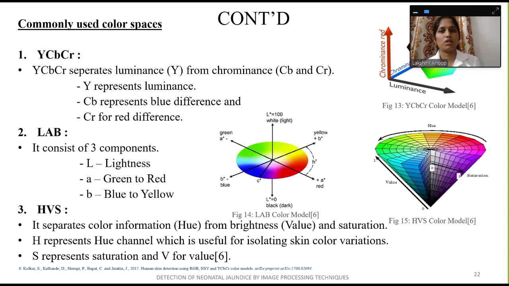Mainly, there are three commonly used color spaces. The first one is YCbCr, where Y represents luminance, Cb represents blue difference, and Cr represents red difference. Mainly, the Cb and Cr represent chrominance. Next is Lab. It consists of three components: lightness, A, which represents green to red, and B, which represents blue to yellow. And the third color space is HSV. It separates color information from brightness and saturation. H represents the hue channel, which is useful for isolating skin color variations. S represents saturation, and V stands for value.